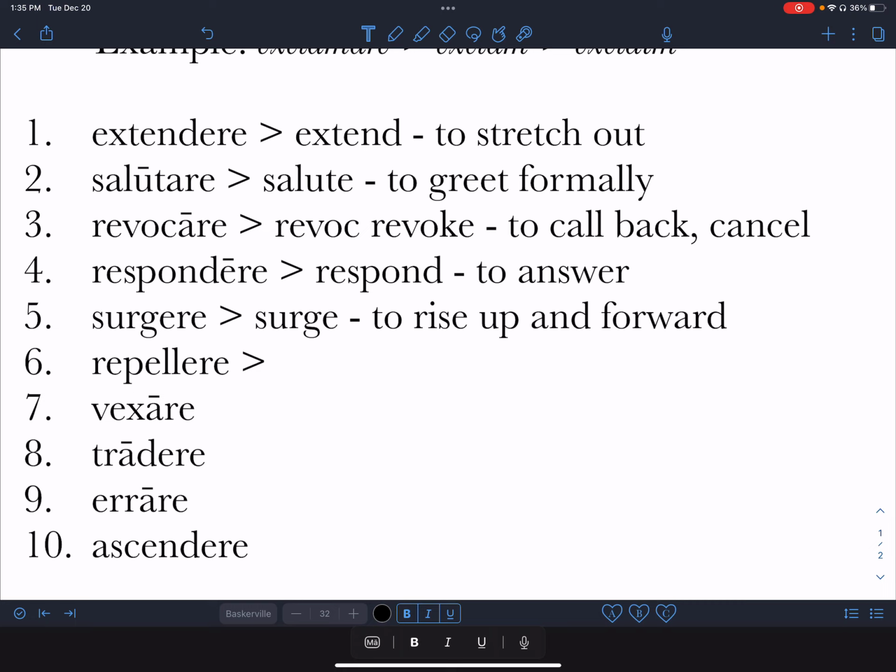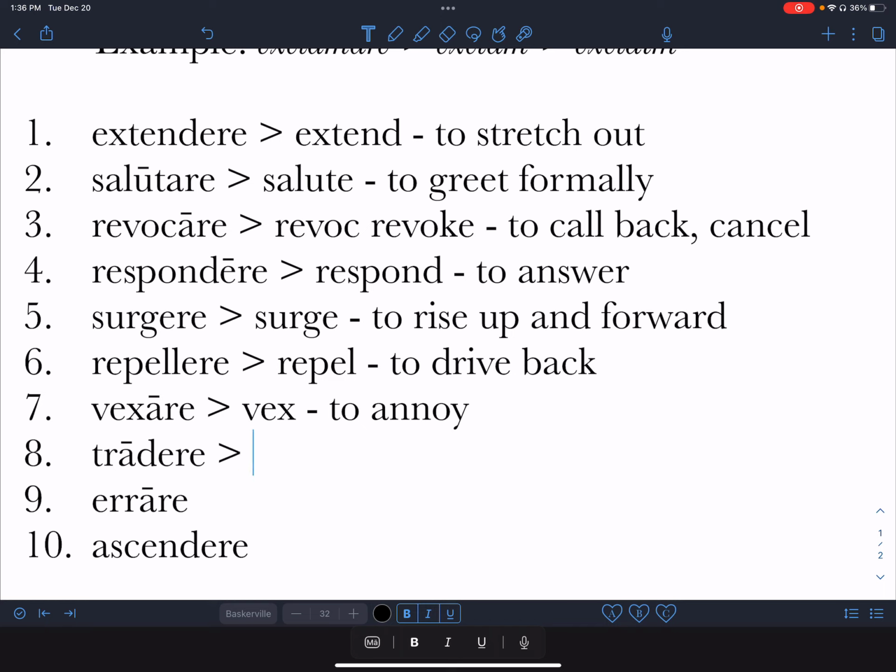Repellere. Yes, that request repels me. To drive back. Okay, here's another one. Vexare. To vex. Yeah, it means to annoy, which is what that request is doing to me right now. You're thinking of hex, and I don't know where that word comes from. Yeah, that one I'm not sure. To hex somebody, I'm not sure where that root is from.